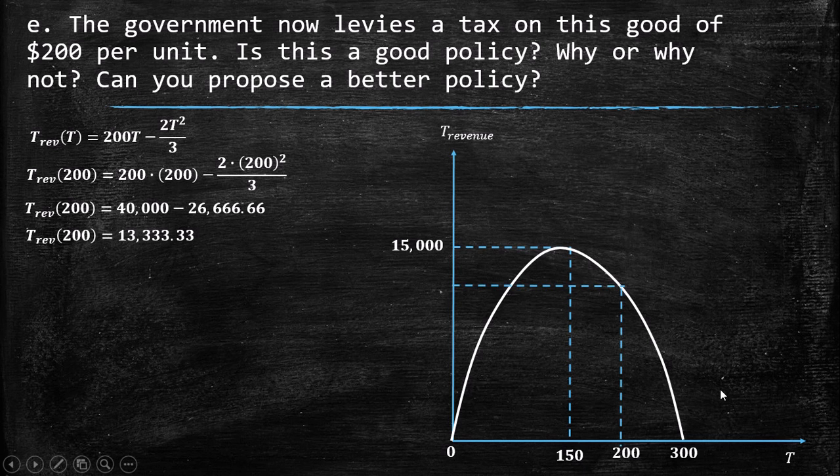Now with the 200, what's happening here? They charge more but they receive less. So it's not really a good policy, because you can receive more by charging less. So what is a better policy that we can propose? We can propose a decrease of the taxes by $50, and it will represent an increase in revenue from 13,333.33 to 15,000.